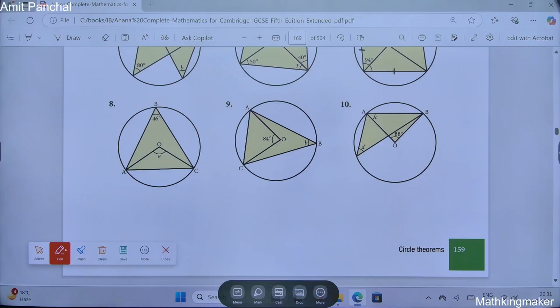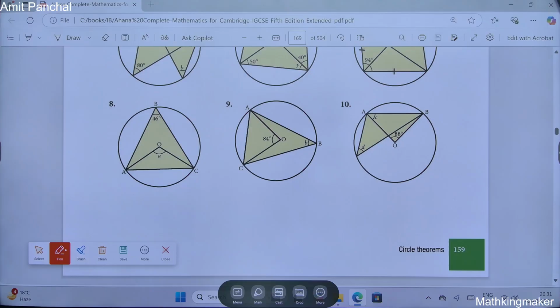What is the reason? Angle at the circumference is half of the angle being made at the center by an arc. It must be in the same segment.